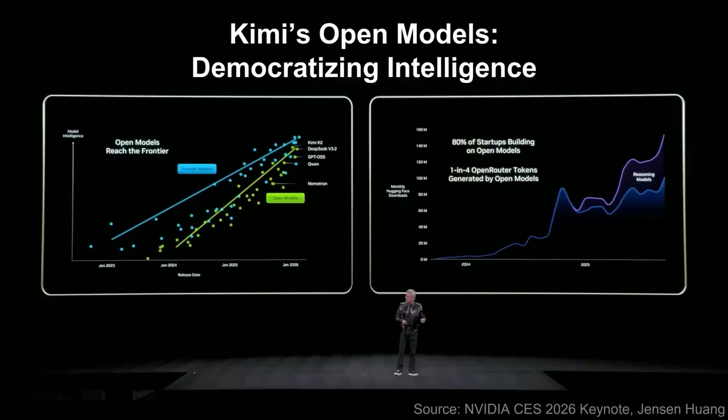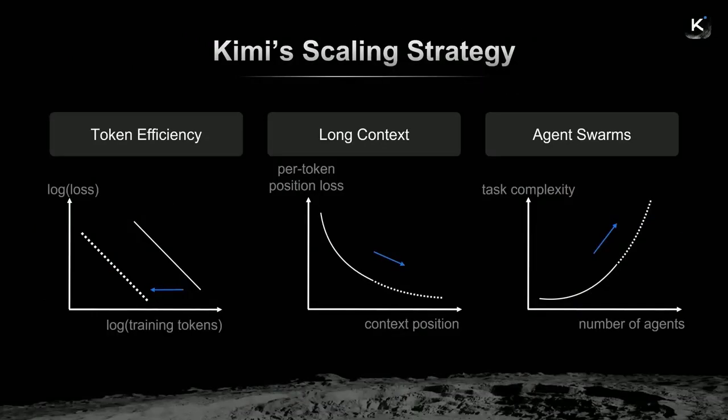This is one of the slides I took from Jensen's talk earlier this year at CES. As you can see, open models are quickly closing the gap with proprietary models, and reaching the frontier. We believe that with better and better open models, we're going to make intelligence more accessible to anybody in every corner of the world. But open models cannot be just open. They also have to be great. So in this talk, we're going to discuss how we make open models great.